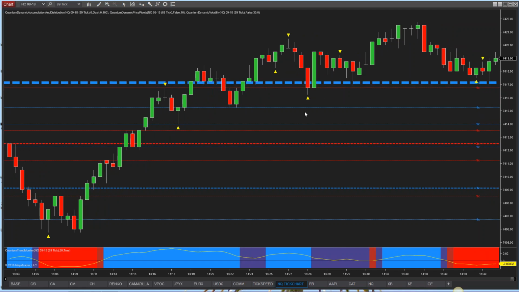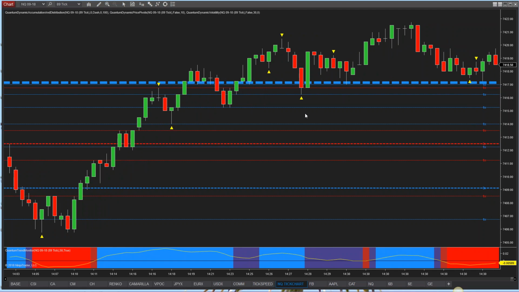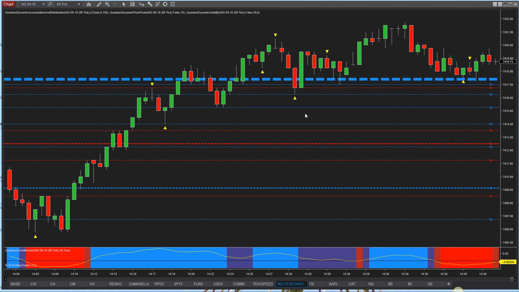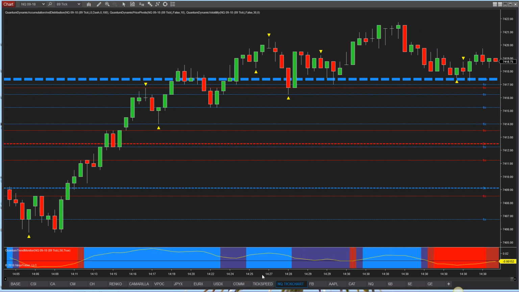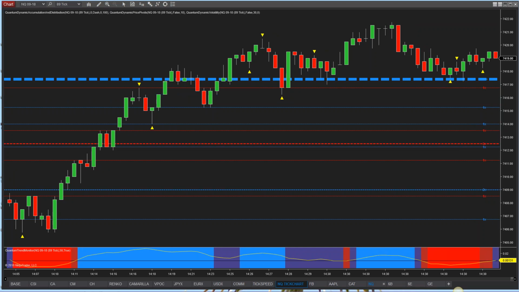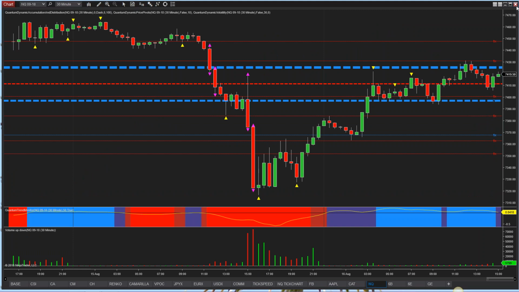Sorry, this is the NQ just running on tick, just running on the tick speed. Let's go back to a conventional chart for a moment, just on the NQ. There we go, just on a time-based horizon, just to slow it down a bit.